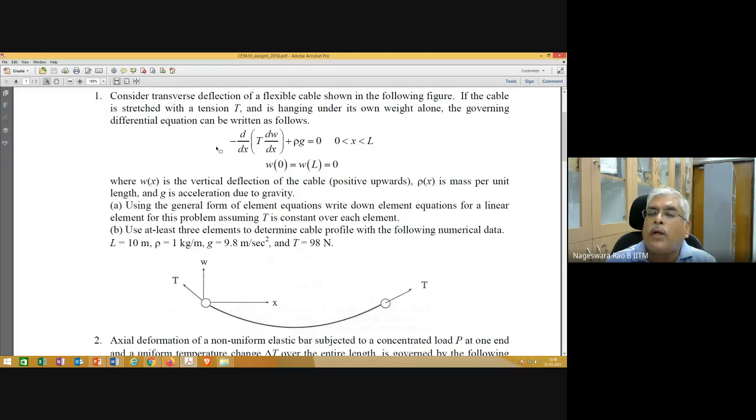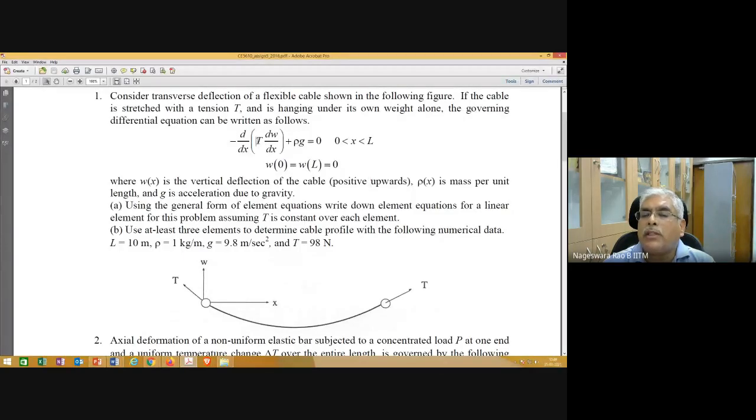Now if you want to derive the element equations for this, what you need to do, you compare this with the general one-dimensional boundary value problem. I told you in the beginning of today's class, please make a note of the general one-dimensional boundary value problem, the differential equation and other. If you have that in front of you in your notes, you make a comparison here.